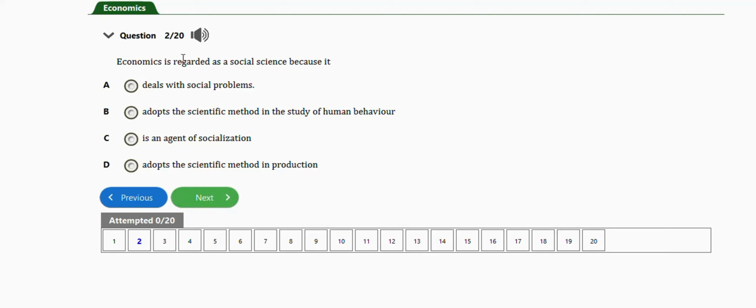It says economics is regarded as a social science because it deals with the social problems, adopts the scientific method in the study of human behavior, is an agent of socialization, adopts the scientific method in production. The right answer is adopts the scientific method in the study of human behavior, option B. The next question is this one.